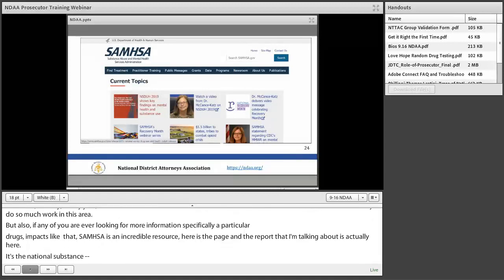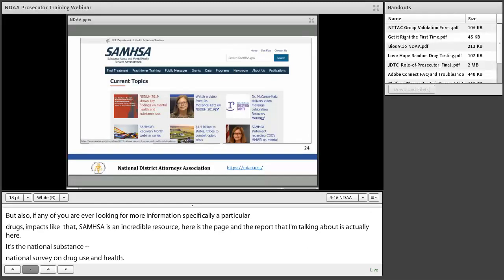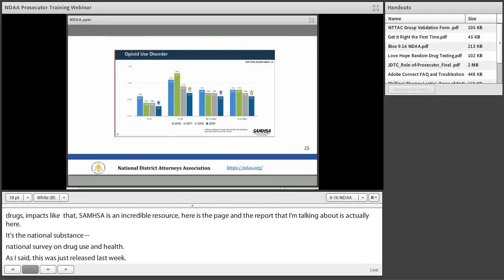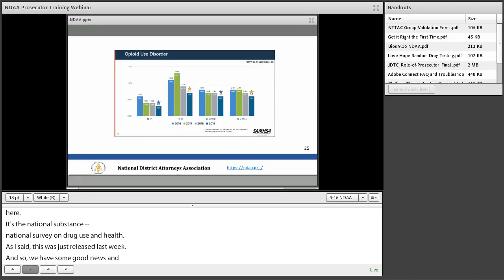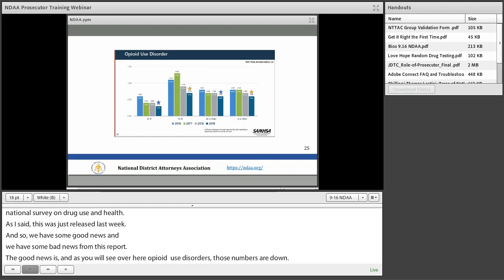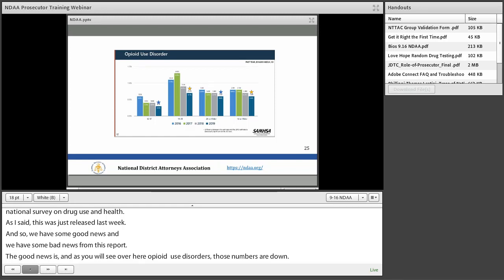And so we have some good news and we have some bad news from this report. So the good news is, as you'll see over here, opioid use disorders, those numbers are down. So that's good. We know that there's been a concerted effort to really address the opioid issue, and of course that's very, very important. So that's good news.